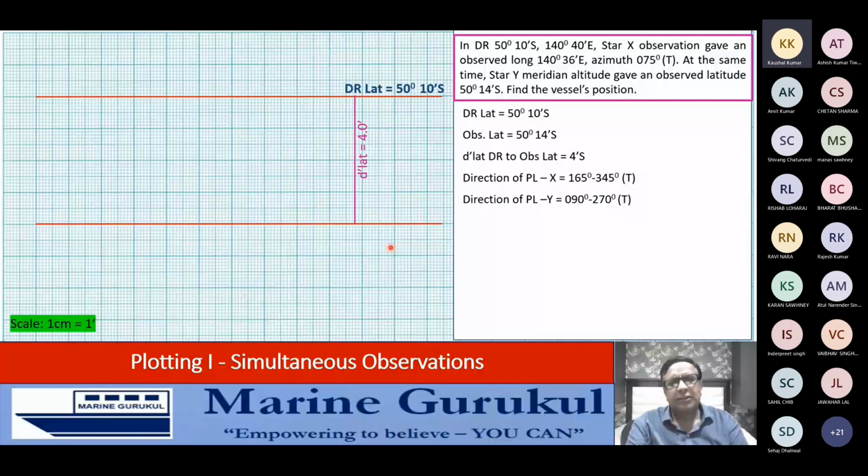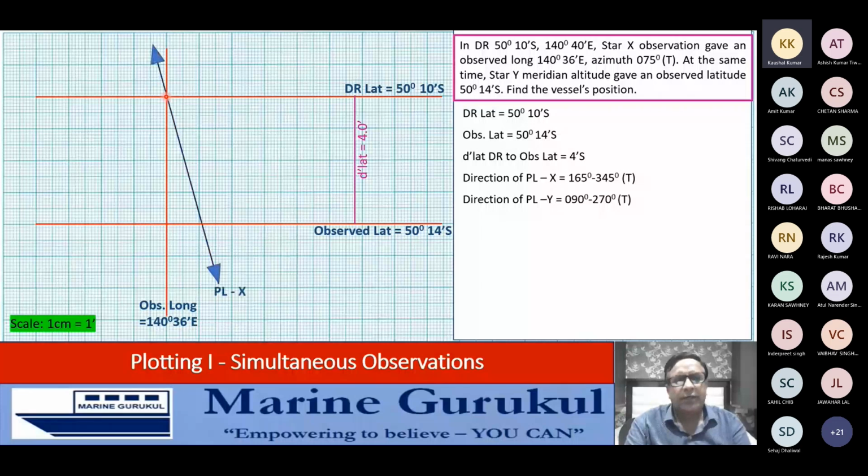Now, in this case, the meridian that we shall need would be the observed long. So we draw the observed long. It's drawn out here. Now we all know that for star X, the PL shall be drawn through DR lat and observed long, that is this point, and direction as already calculated as 165, 345. We have this PL for star X coming up here, passing through this point.